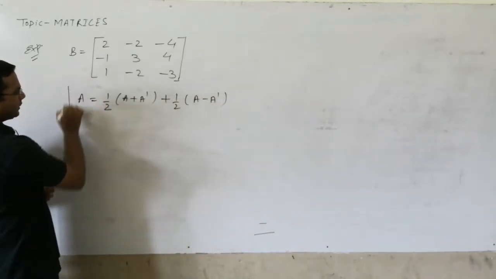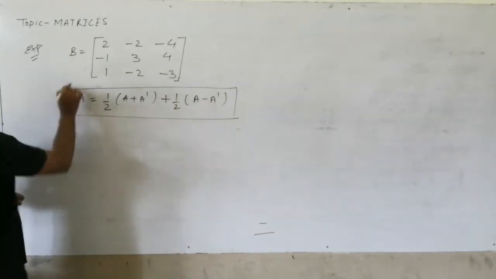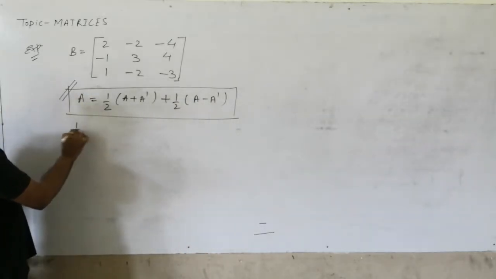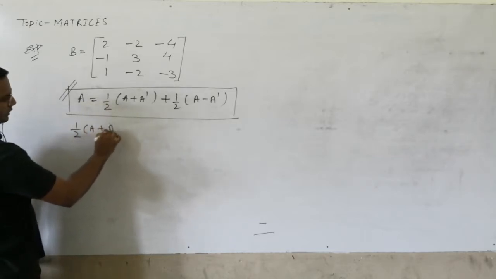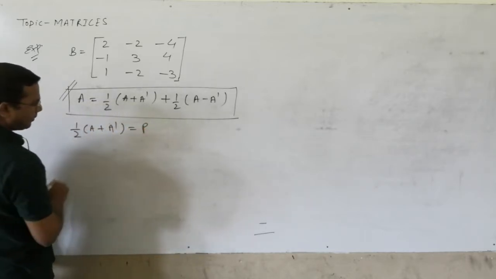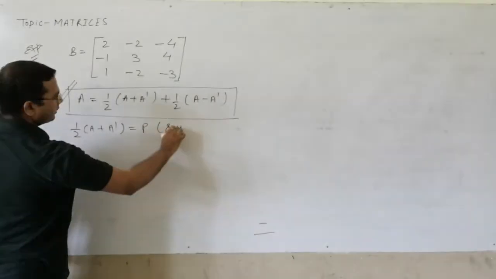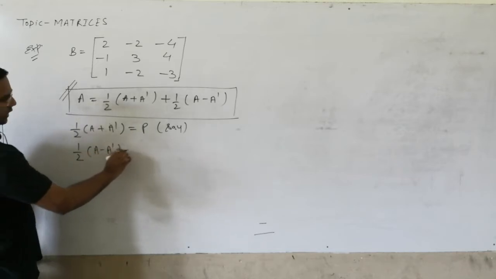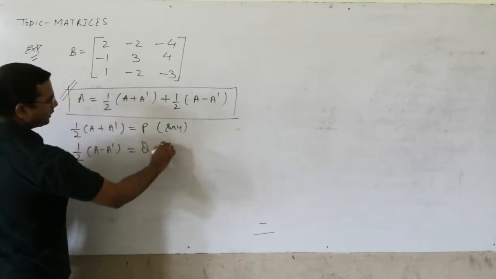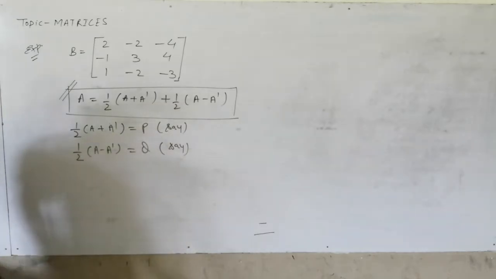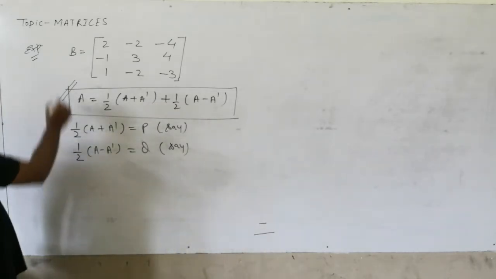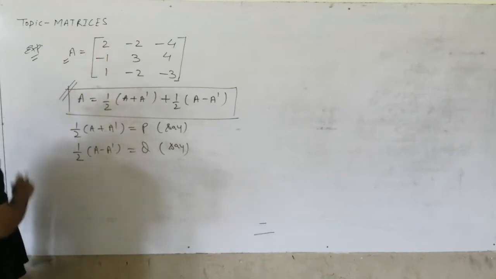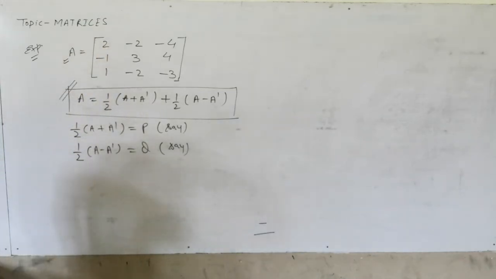Students, we have prepared this result, we discussed it yesterday. We can represent 1 upon 2 (A plus A transpose) by P, and 1 upon 2 (A minus A transpose) we are saying is Q. So here we have the matrix B, or we can write A also in the place of this B. It will exactly match the formula.